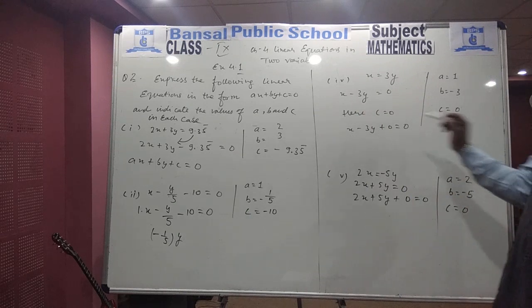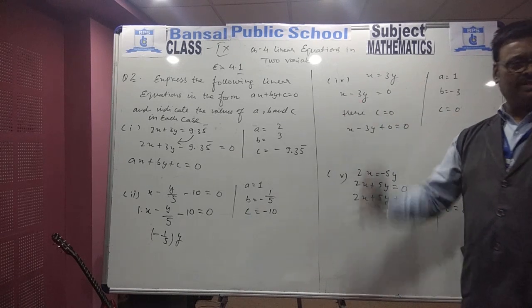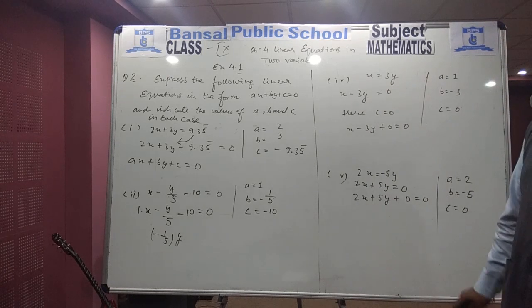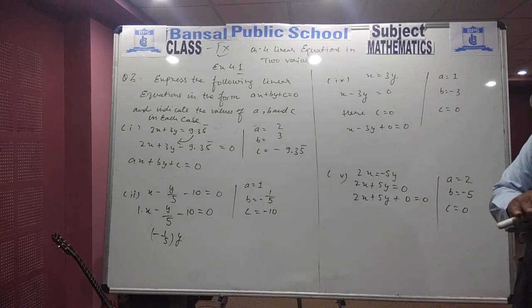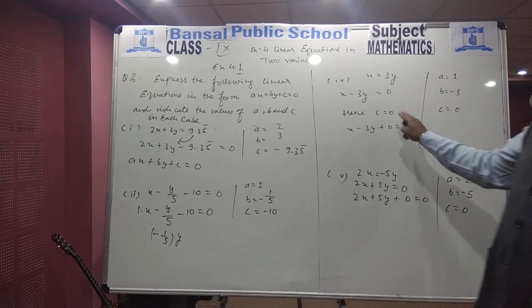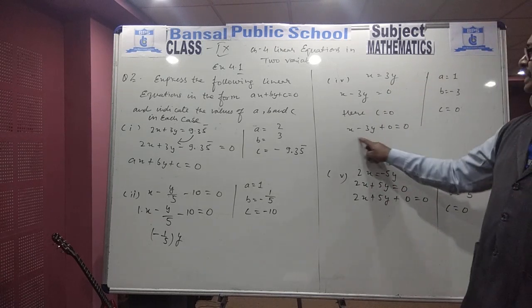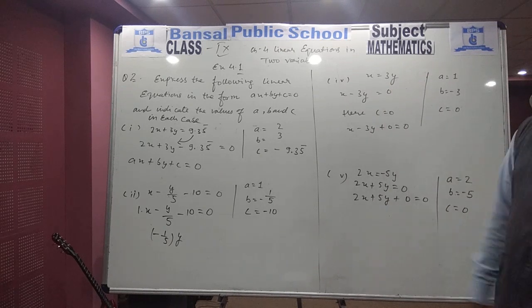Now what happened? Here it is ax. I can see y term is also there. There are two variables, but c is not in this equation. So what I will do? I will put c as 0. Here c is equal to 0. So my standard form or general form becomes x minus 3y plus 0 is equal to 0.